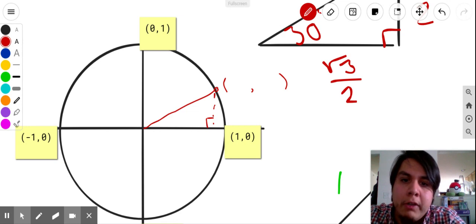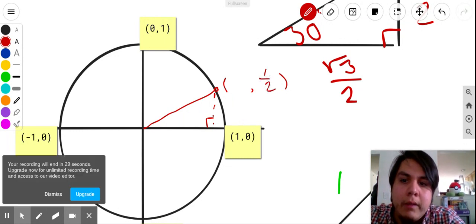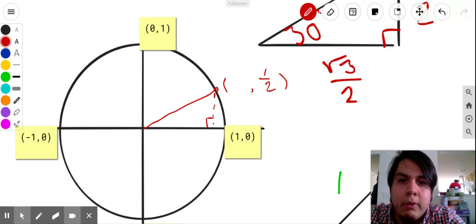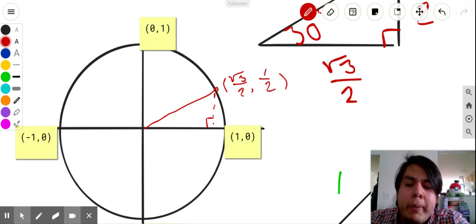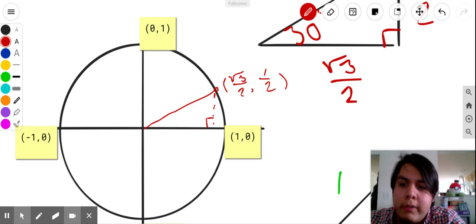Well, if this is 30 degrees, I know that this dotted line would have to be 1/2. If I look at the adjacent side of this triangle, that's going to give me my x value, which according to my drawing was radical 3/2. And notice the hypotenuse is still length 1. We'll pick this up and talk about how the other triangles fit in.